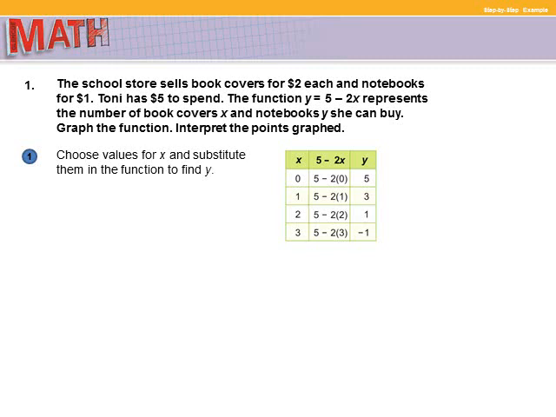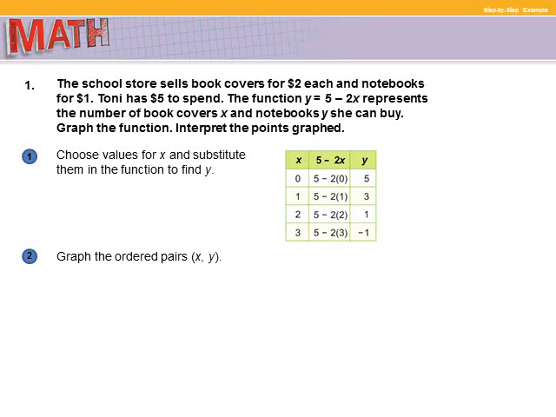When x equals 0, my function will be 5 minus 2 times 0. 2 times 0 equals 0. So 5 minus 0 is 5. So the value of y equals 5. In the second one, I have x equals 1. So 5 minus 2 multiplied by 1. 2 times 1 is 2. 5 minus 2 equals 3. So my second ordered pair is going to be 1 and 3.